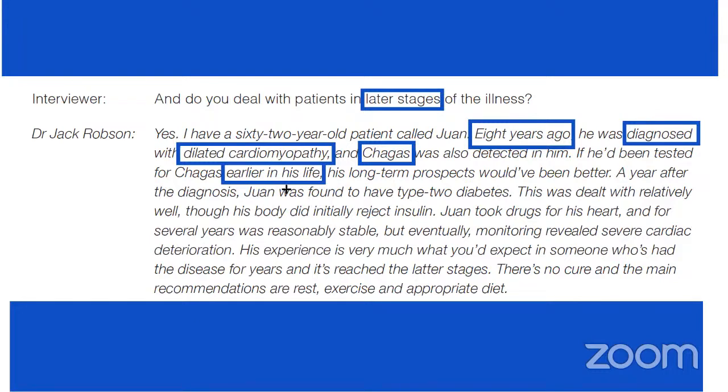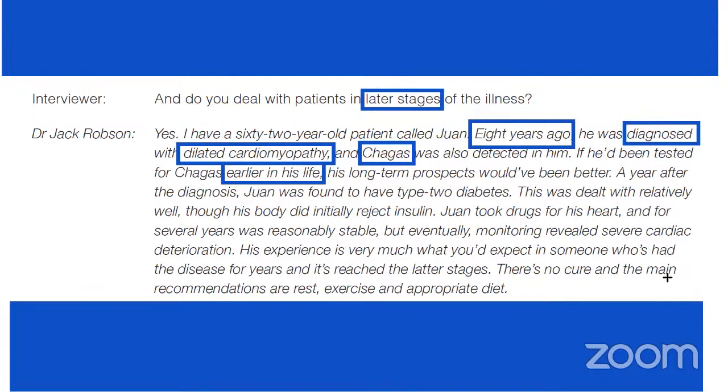A year after the diagnosis, Juan was found to have type 2 diabetes. This was dealt with relatively well. Though his body did initially reject insulin, Juan took drugs for his heart and for several years was reasonably stable. But eventually monitoring revealed severe cardiac deterioration. His experience is very much what you would expect in someone who has had the disease for years and it reached the latter stages.